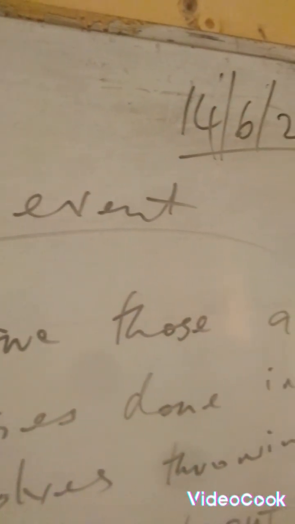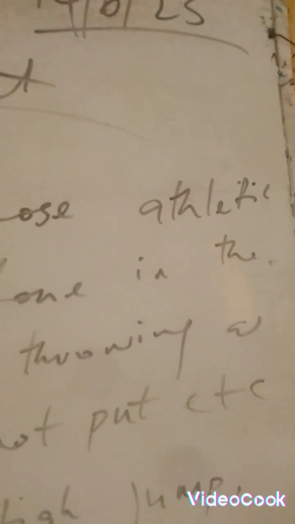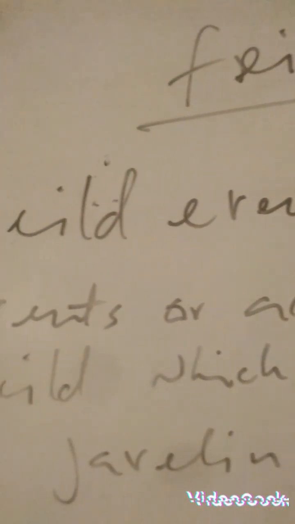Now, the field event is grouped into two, namely the throws, that is the throwing events. Under this, we have the javelin throw, the shot put, the hammer throw, etc. We also have the jumping events, which include the high jump, the long jump, triple jump, pole vault, etc.